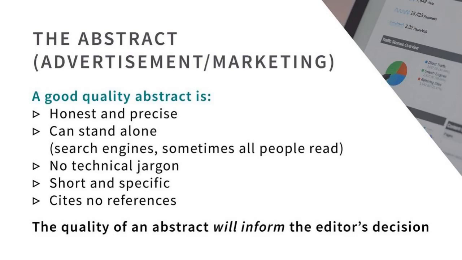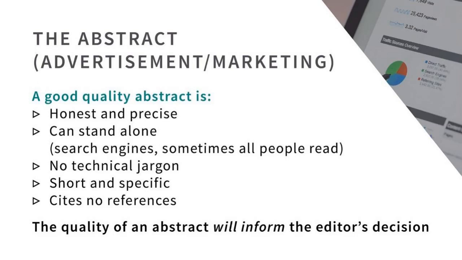Short and specific and citing no references. And be aware, of course, that the quality of your abstract is going to inform your editor's decision. They will make decisions often about whether to send your paper out for peer review or not, based on the quality of the abstract. 9 out of 10 papers that get submitted to Nature, that get submitted to Science, for example, get rejected by editors before they get sent for peer review.